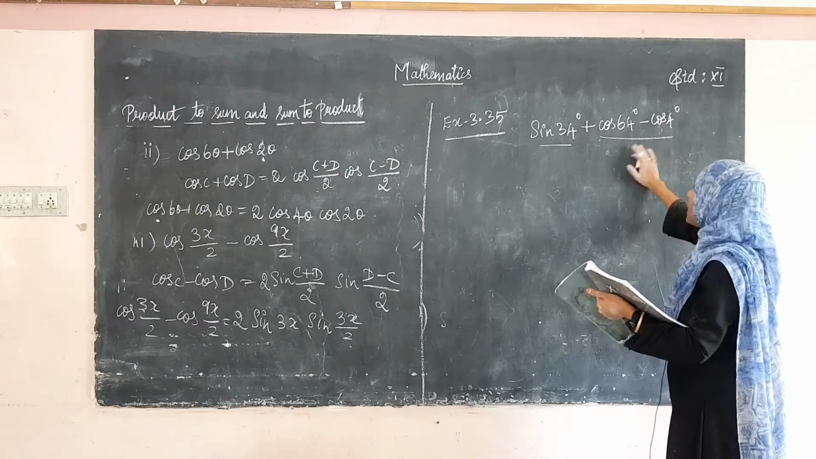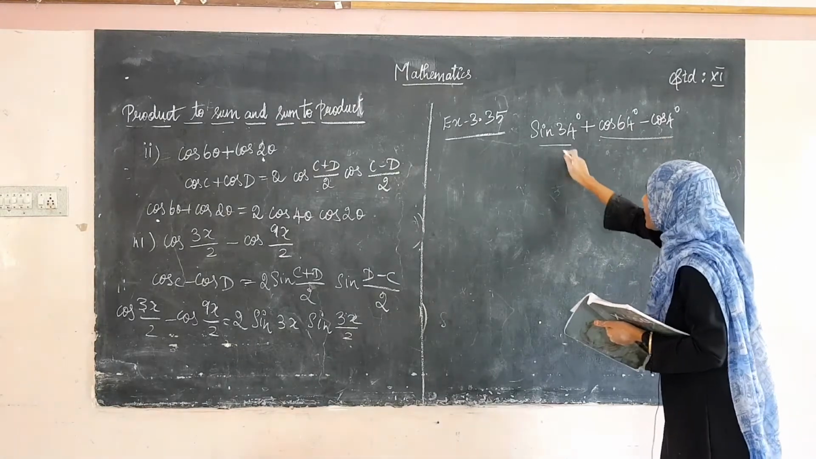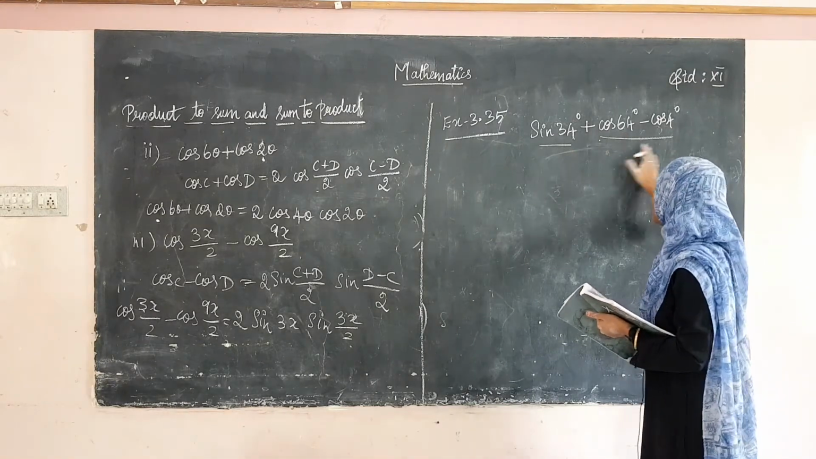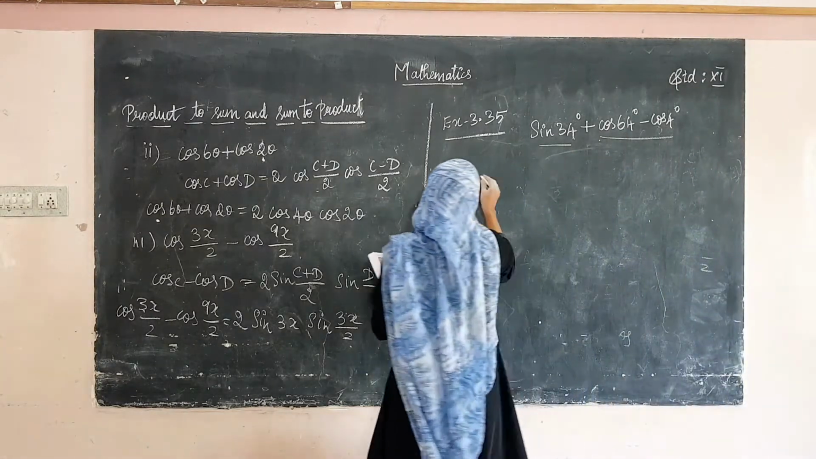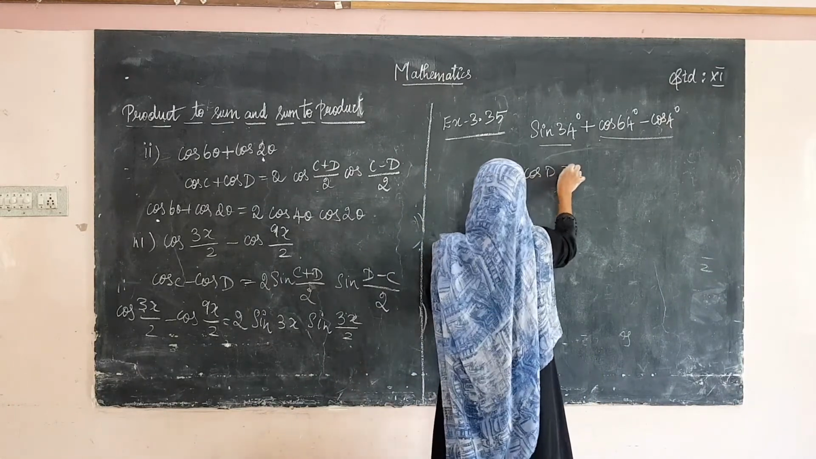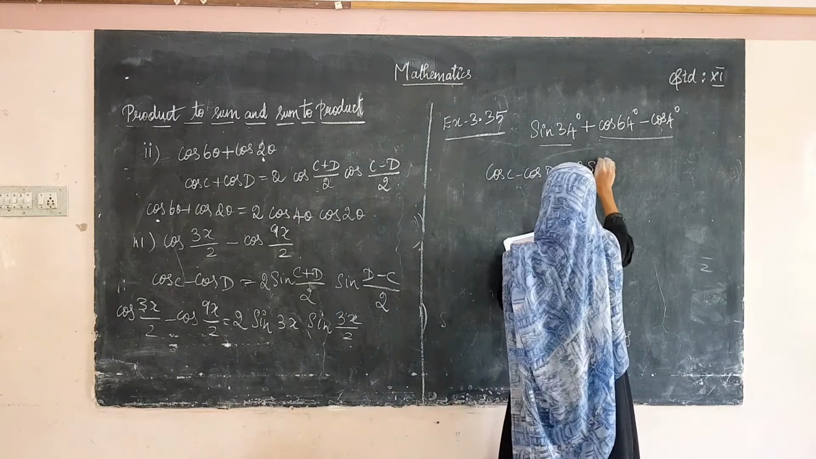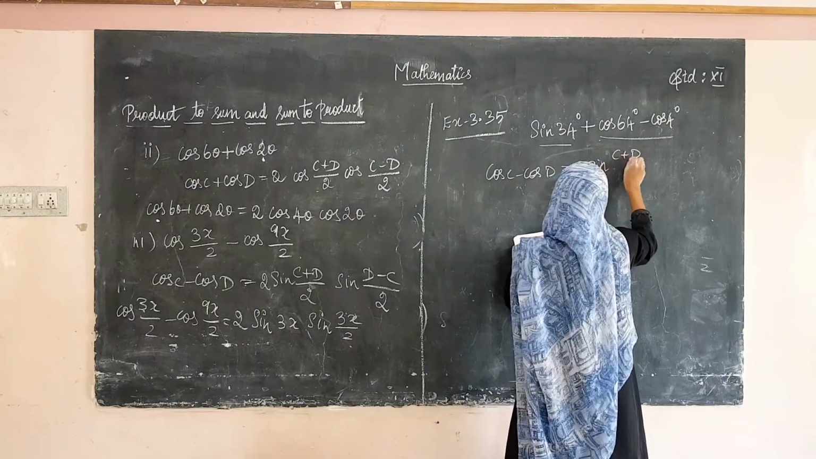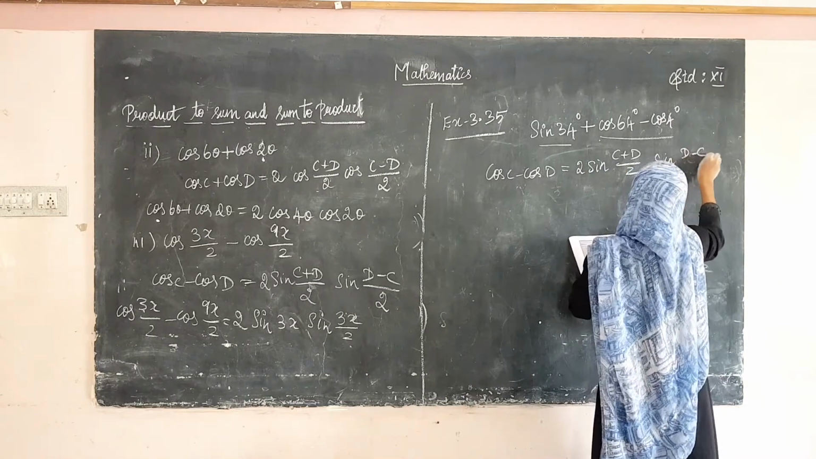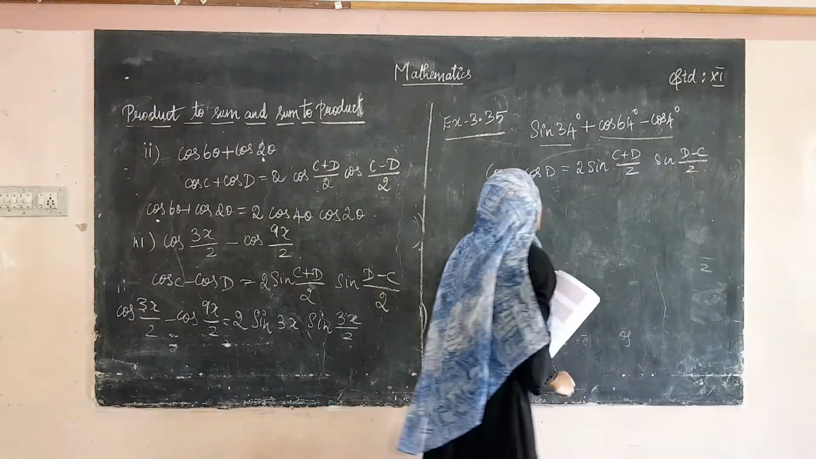Okay, cos C minus cos D. Otherwise you can take any two terms, but I am taking these two terms. Okay, so what is the cos C minus cos D value? This is equal to 2 into sin((C+D)/2) sin((D−C)/2). The last formula, right? Okay.